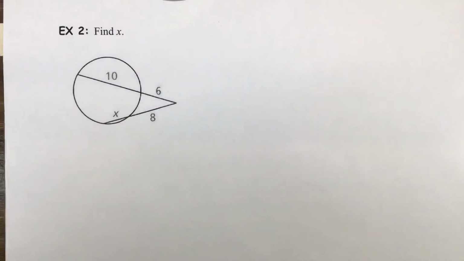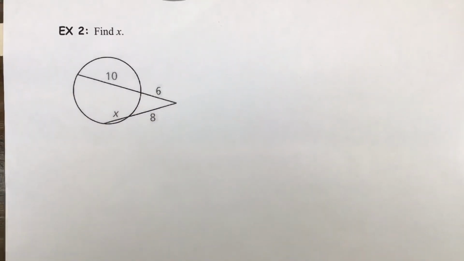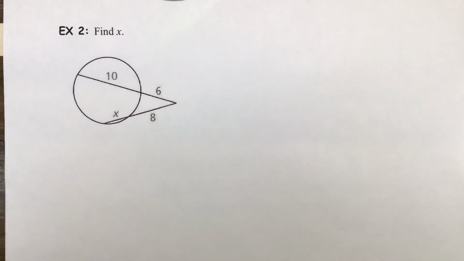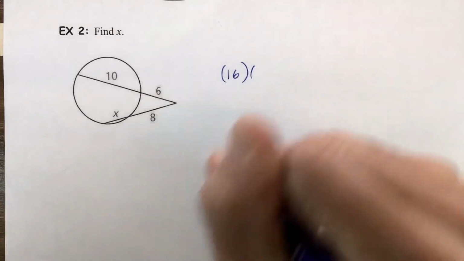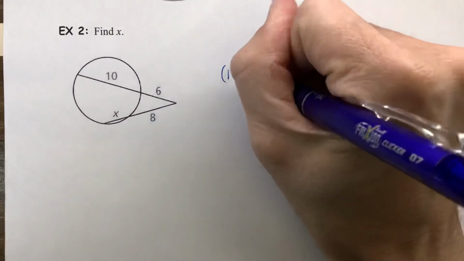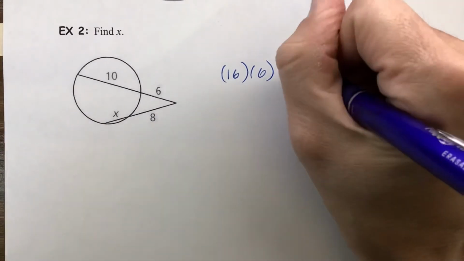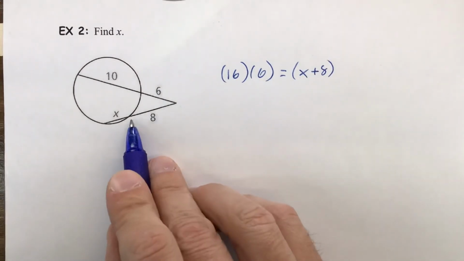For example 2, we're asked to find the value of x. We do have two secant segments that are here. Using our theorem, what we can do is set up an equation and solve for x. From the top secant segment, what we're going to do is take the total length here, which is 16, multiply that by the outside length, which is 6. Okay, so again, it's not going to be 10 times 6. It's going to be 16 times 6. That would be equal to the entire length here, which we have to describe as x plus 8, multiplied by the outside length, which is 8.